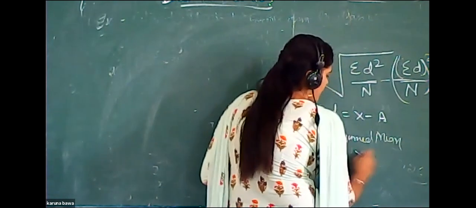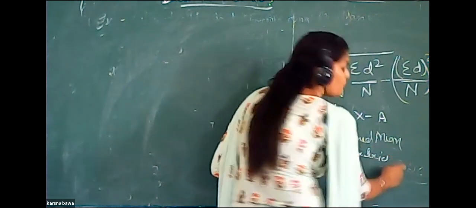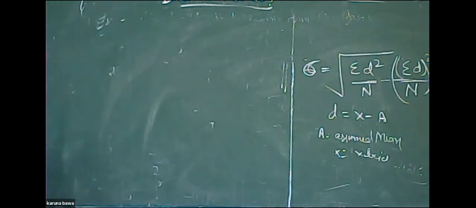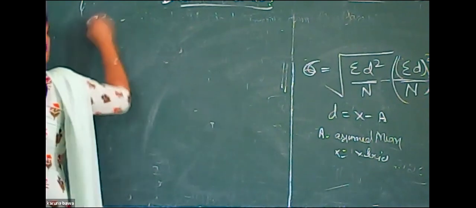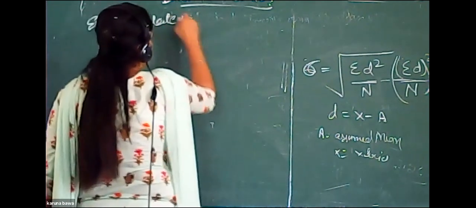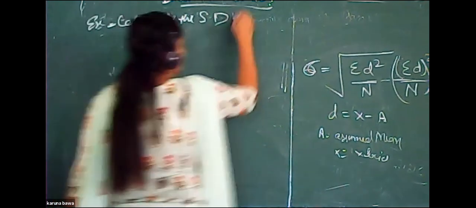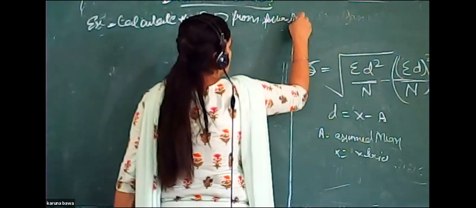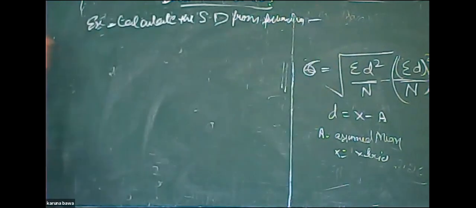X is the x series. As we know, any one item in the series can be taken as the assumed mean, which is denoted with the A value. So let's start with the example. Calculate the standard deviation from the following series.